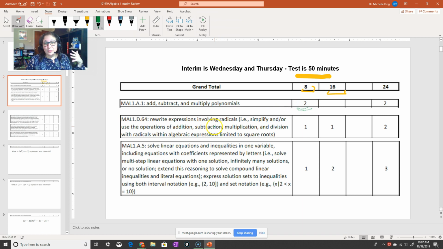Then I think I took the radicals out. We probably aren't going to hit radicals because we were running out of time. There are 3 questions on solving linear equations and inequalities, so we'll take some time looking at that.